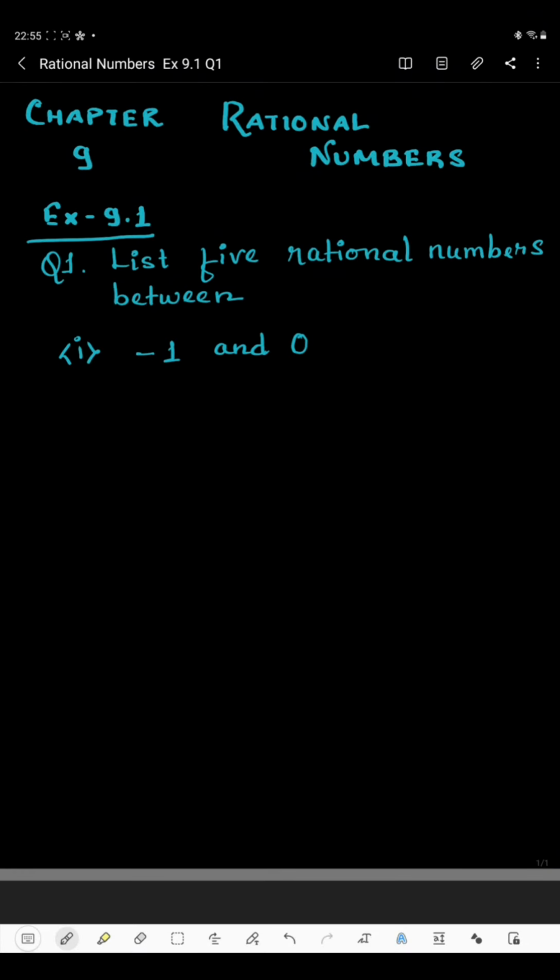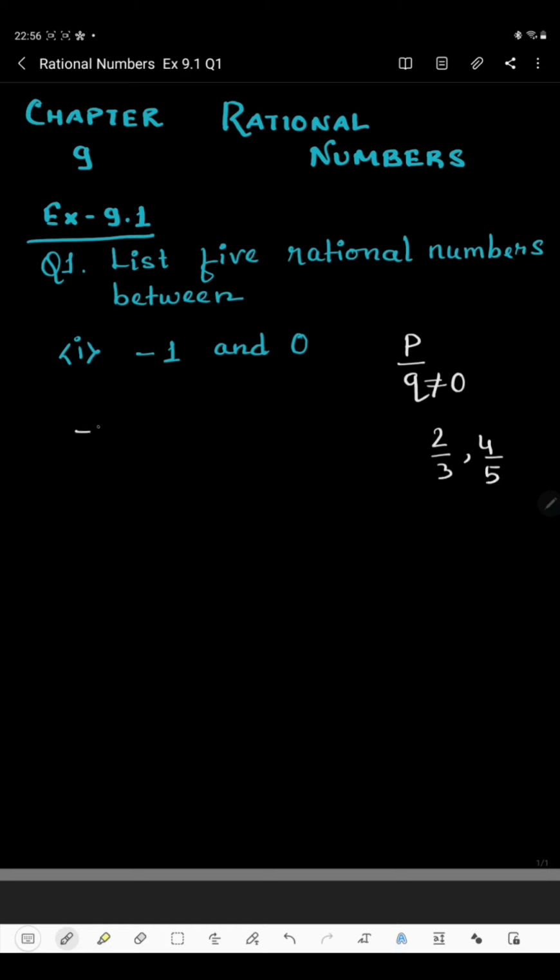Students, now I'm going to start question number 1 of exercise 9.1. In this question we have to list 5 rational numbers between -1 and 0. Now what is a rational number? A rational number is a number which can be expressed in the form of P by Q, in which Q can never be 0. Suppose if I take a number say 2 by 3 or 4 by 5, these are all rational numbers. Now we have -1 and 0.